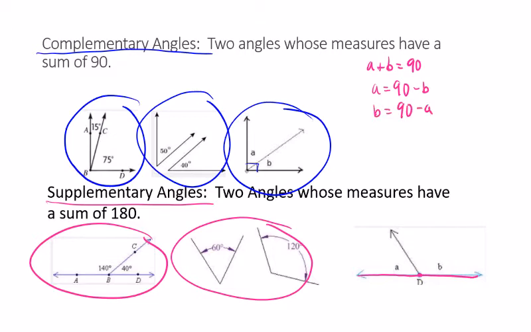Same thing with supplementary angles. The two angles add up to 180, right? So if I know B, I can find A by subtracting from 180, and if I know A, I can do 180 minus A, and that'll tell me B.